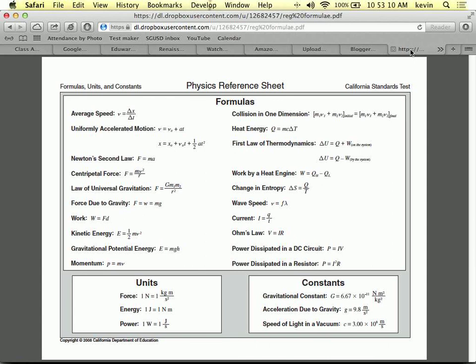On the blog is this. This is your formula sheet. Print it, bring it, Tuesday. You are allowed to use this on your quiz and tests. Please notice, there's our equation right there.